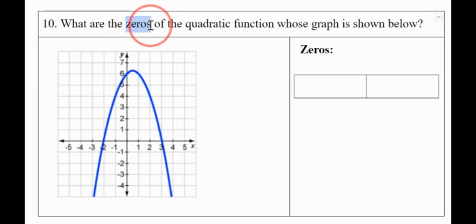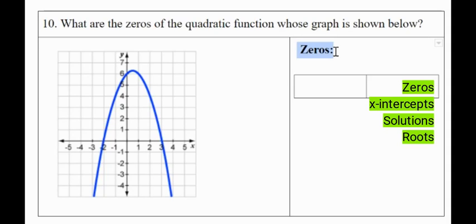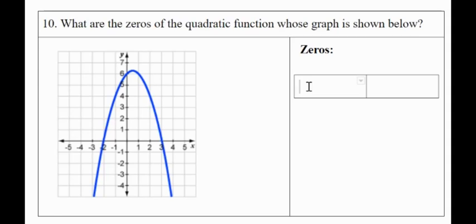What are the zeros of the quadratic function? Now, again, all those words, zeros, x-intercepts, solutions, roots, they all mean the same thing. So over here, you're going to type x equals, where's the first solution? Find it. Okay, here's the first one. And then x equals, where's the second one? Okay, this is a really easy one again. All right, so I'm going to let you do that one on your own.